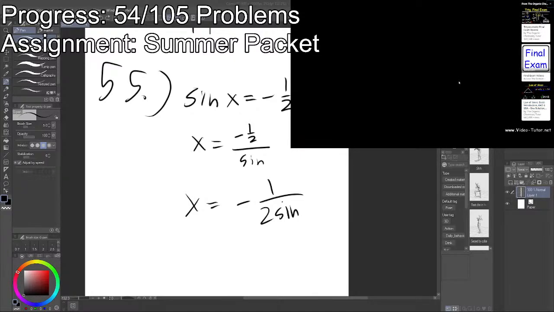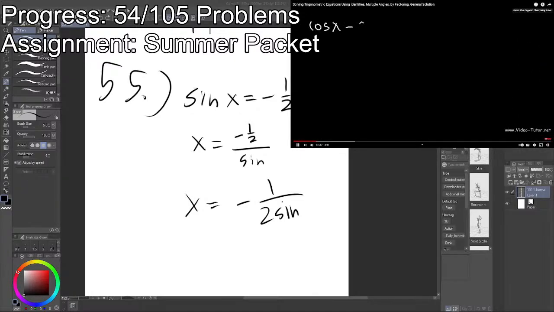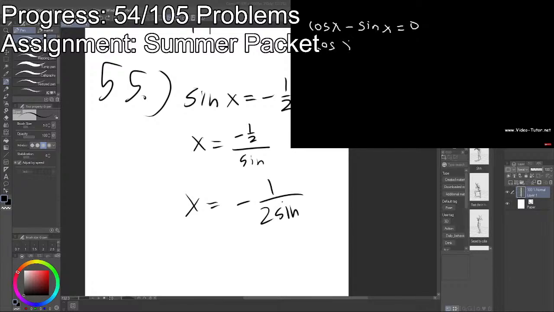Let's try our next example. There's no square in mine. Cosine x minus sine x is equal to 0. So what do you think we should do for this one? Let's add sine x to both sides. If we do so, cosine x is going to equal sine x. And then after that, let's divide both sides by cosine x.